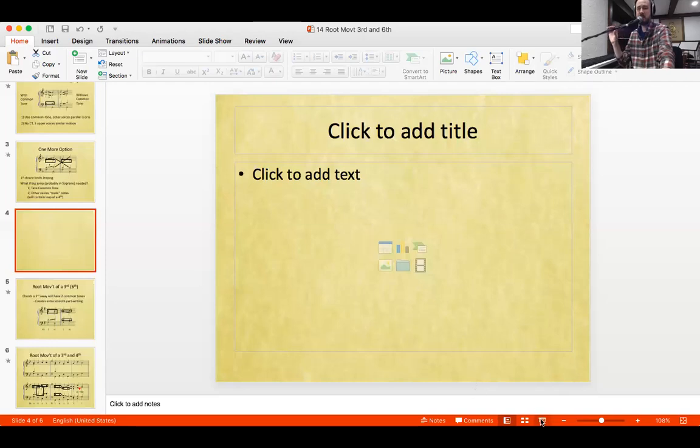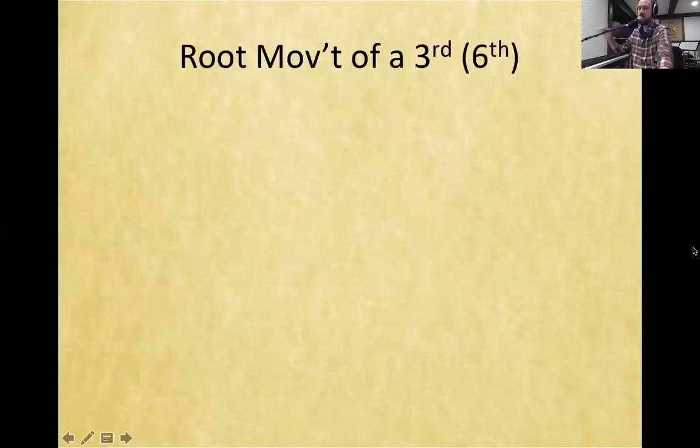All right, so now that we have a really strong feel for the different approaches we can take when the root motion is by a fourth or a fifth, let's expand a little bit, and we're going to look at what happens when the bass moves by a third or a sixth. And the beauty here is that we're going to find this is so much less complicated.